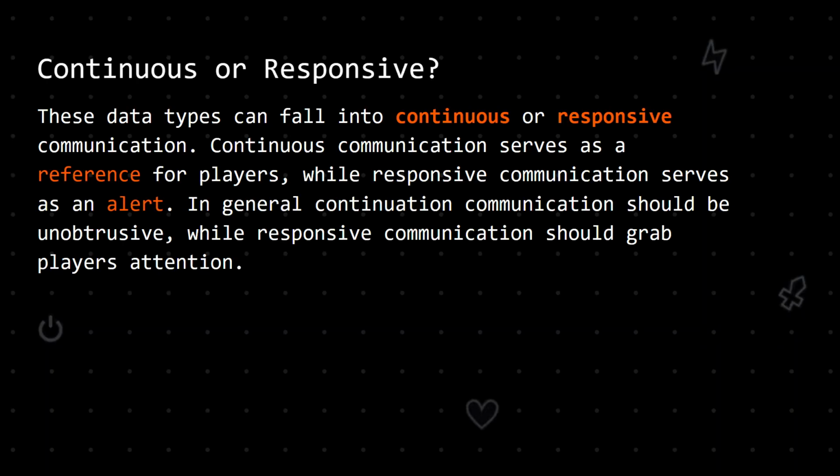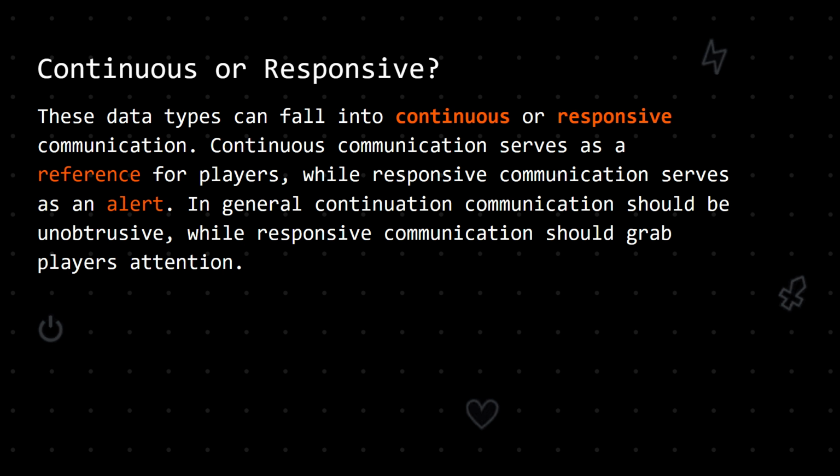Another distinction we can make is that each of these data types can be involved in either continuous or responsive communication. For instance, a player's remaining health might constantly be displayed on screen, but sudden changes in that value will carry additional responsive feedback, such as animations and sound effects. A key difference between continuous and responsive communication is that continuous communication serves as a reference for players, while responsive communication serves as an alert.